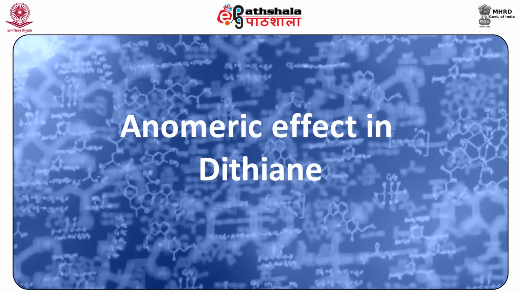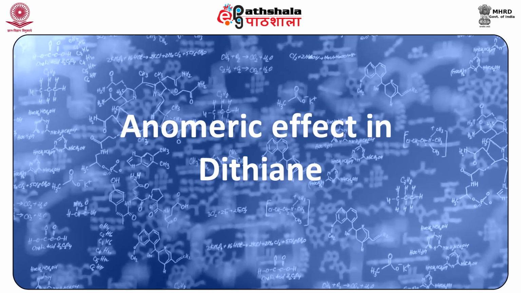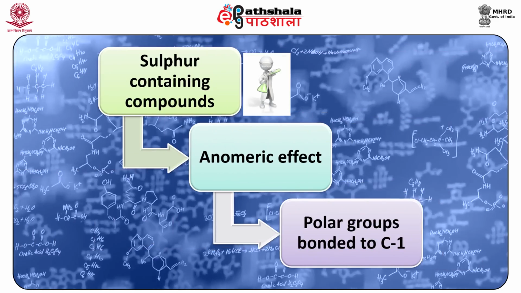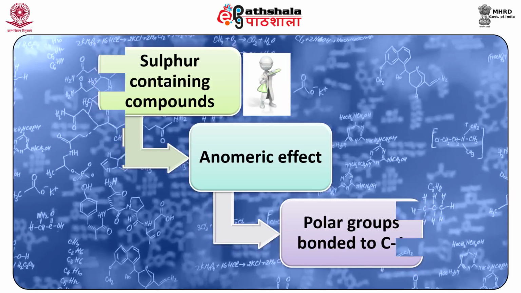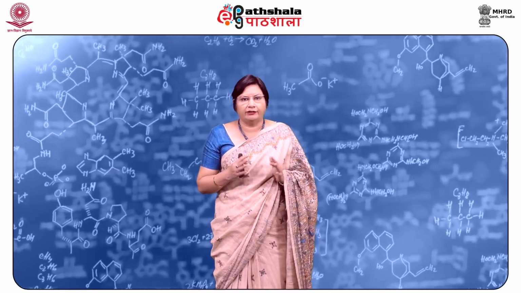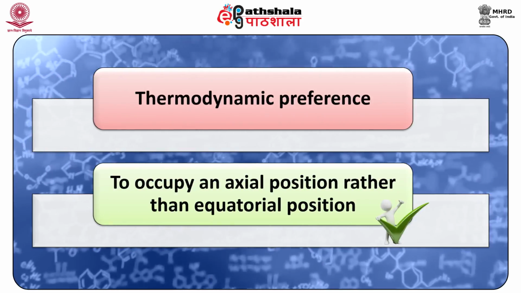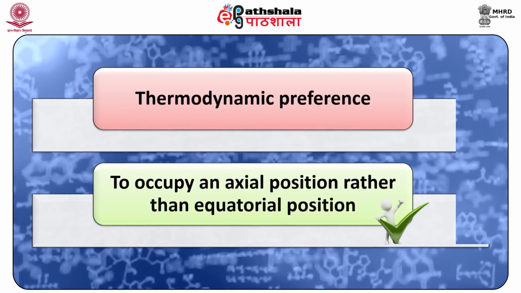Let us now try to understand one important effect, which is the anomeric effect in dithiane. Sulfur containing compounds show the anomeric effect, where polar groups bonded to C1, that is the anomeric carbon of a glycopyranosyl derivative, have a thermodynamic preference to occupy an axial position rather than an equatorial position.